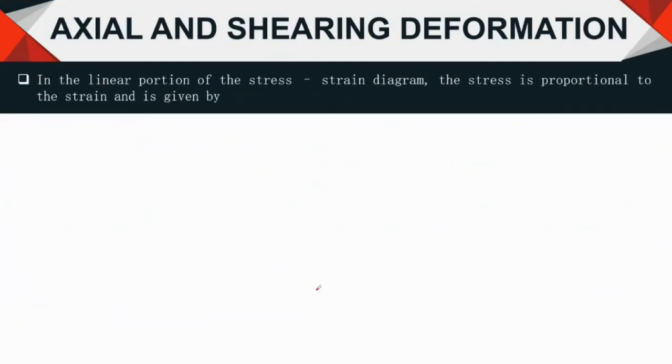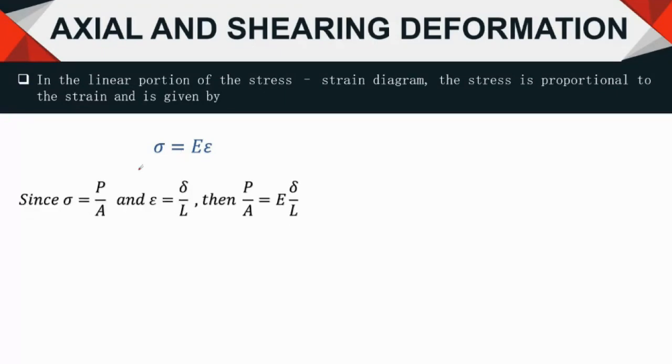So, we have naman here axial and shearing deformation. First, kay axial muna tayo. In the linear portion of the stress-strain diagram, the stress is proportional to the strain and it is given by, di ba ito yung formula natin kanina? We have sigma or stress equal to modulus of elasticity multiplied by epsilon or the strain. Therefore, di ba si stress is P divided by the area and si strain natin is delta divided by L, then PL over A is equal to E delta over L. So, kunin natin yung value ni elongation, itong ating delta. Cross-multiply lang, we will come up with the formula delta equals PL divided by AE.